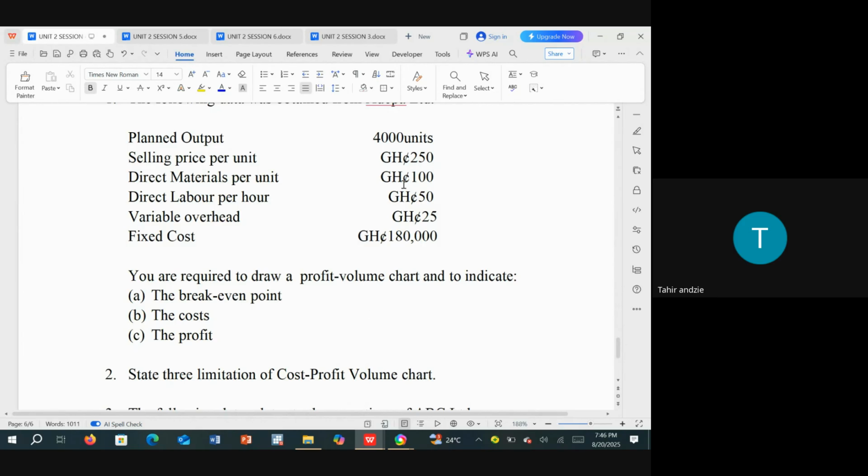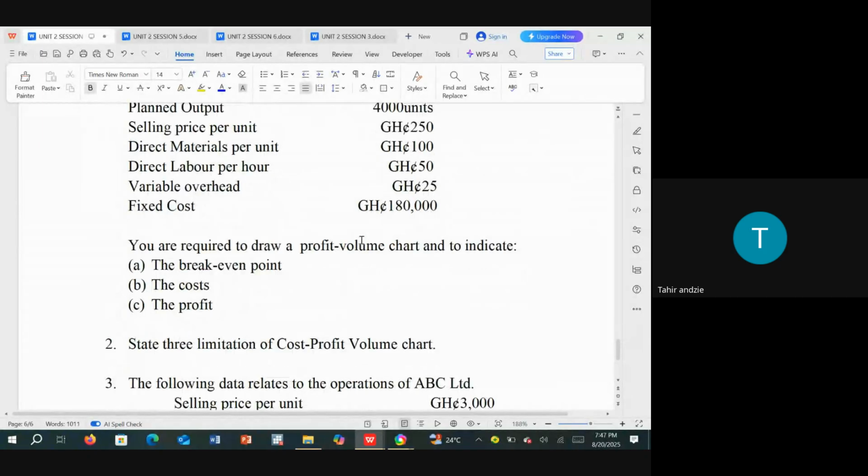But if you cannot even determine what the variable cost is here, you can't even get the fixed cost. You can't even get the total cost. So that will become a problem. So take notes on how you can go about it.